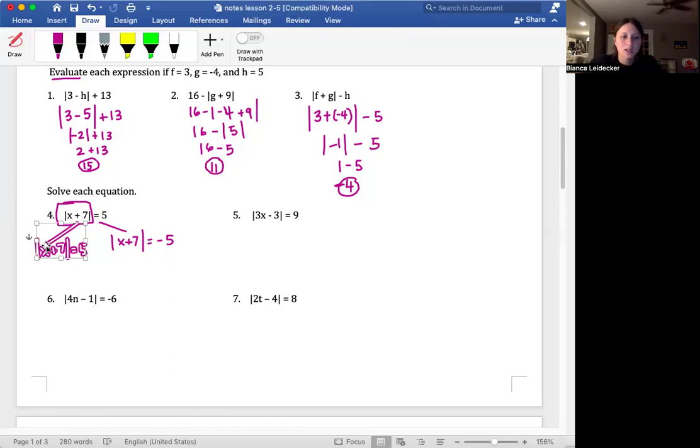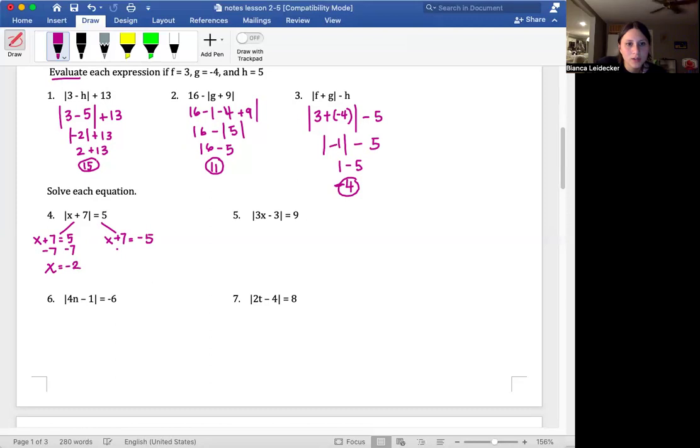And let me rewrite this so it's a little more clear. I'm going to take off the absolute value, because it's where x plus 7 is 5 or x plus 7 is -5. So then it's just simple algebra. We're going to subtract 7 on both sides. x would be -2 here.